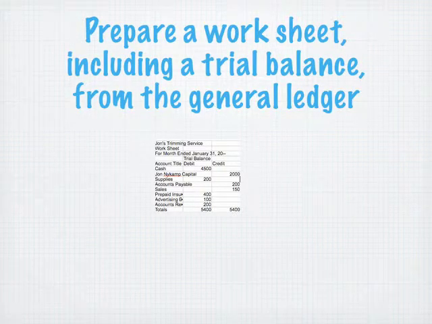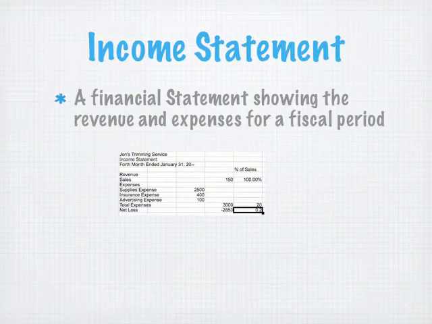Next step, prepare a worksheet including a trial balance from the general ledger. My income statement is pretty much a financial statement showing the revenue and expenses for a fiscal period. As you can see, I had a net loss for my business because my expenses were greater than my revenue.